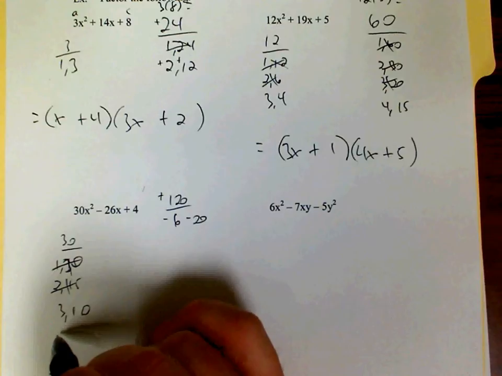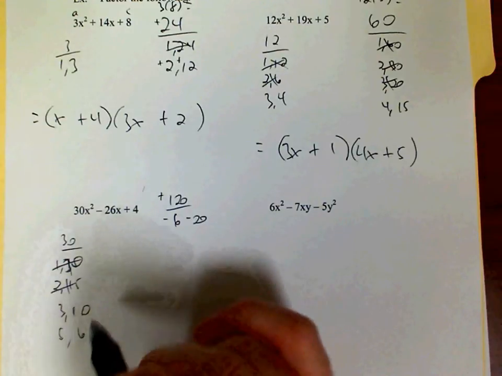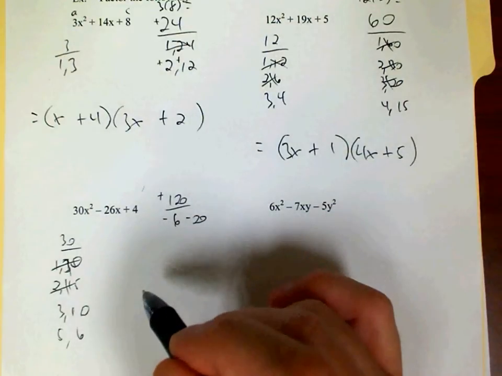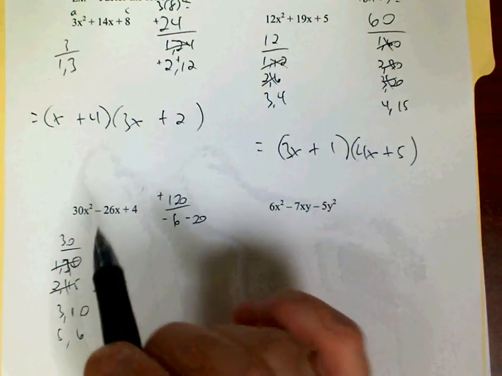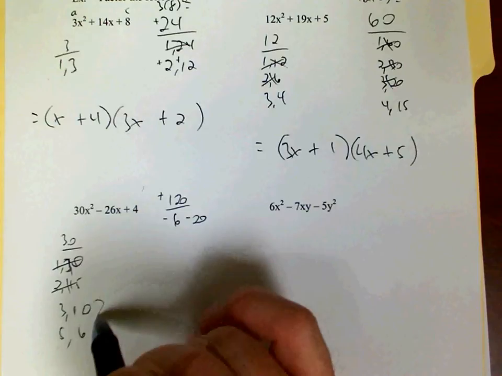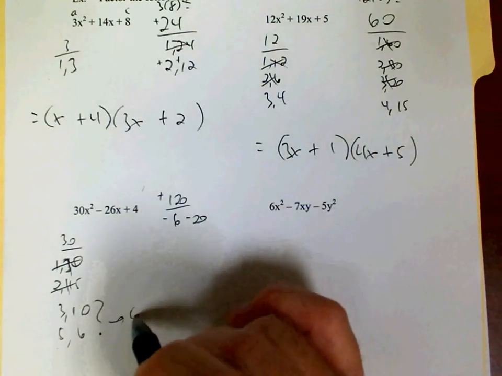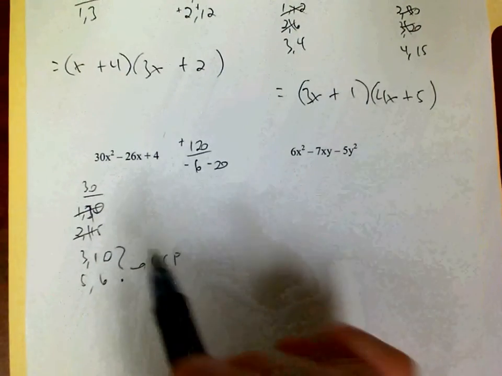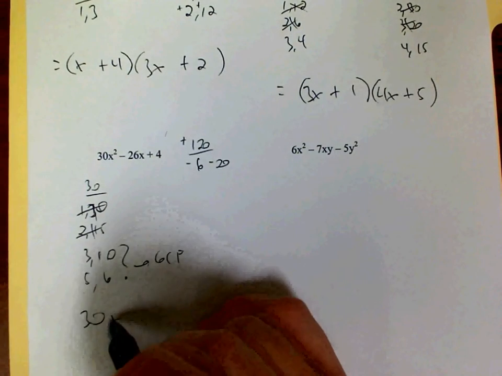4, that doesn't divide. 5 and 6. Uh-oh. 5 divides into 20, 6 divides into 6. You know what that means? There's something wrong. What that means is there's a GCF that should have been taken out in the original problem. So here we go. We're going to have to redo this problem.